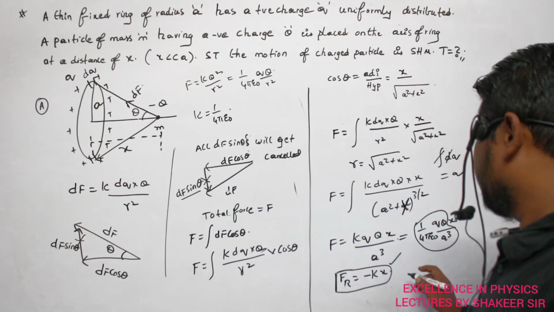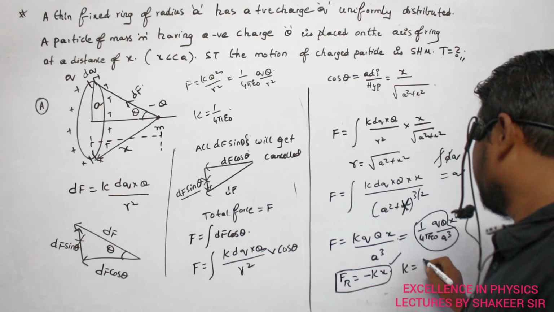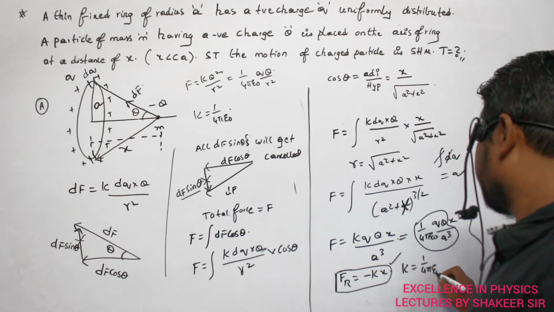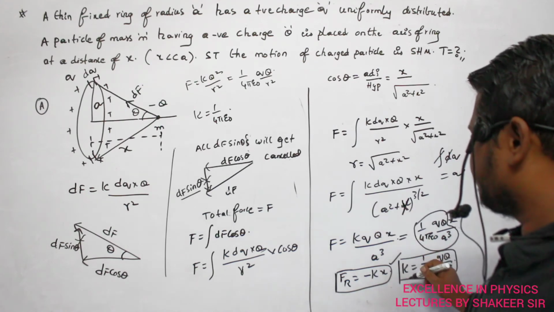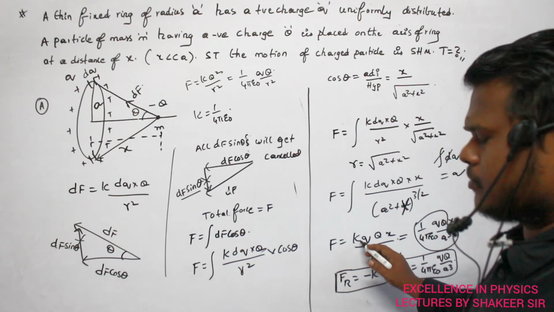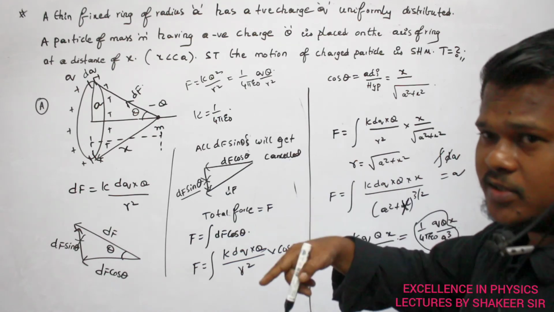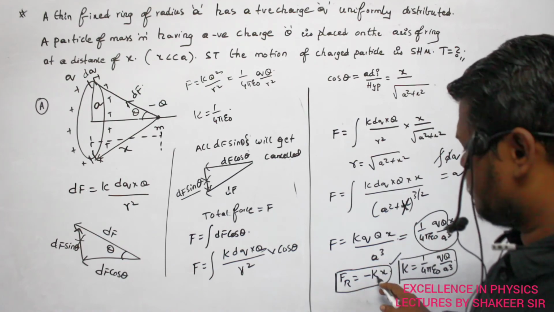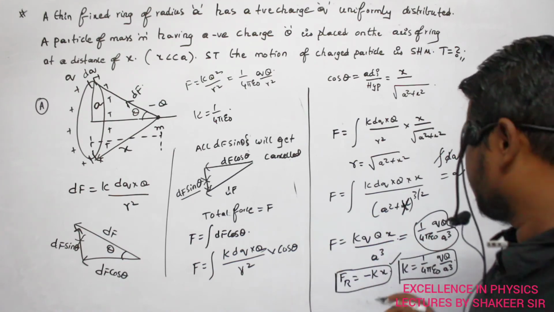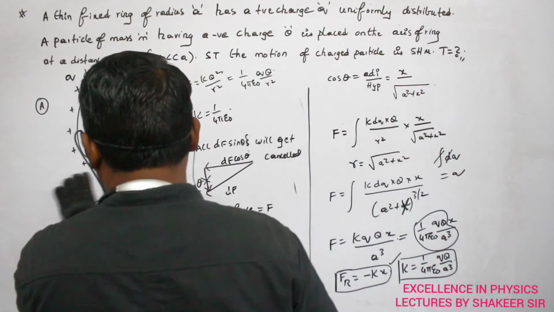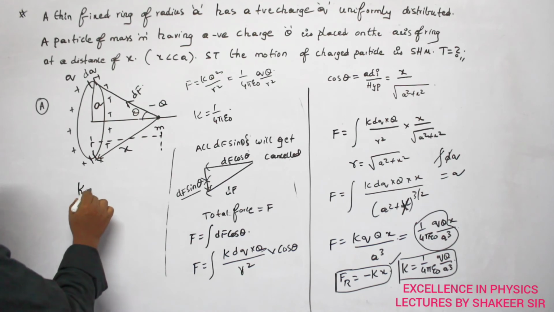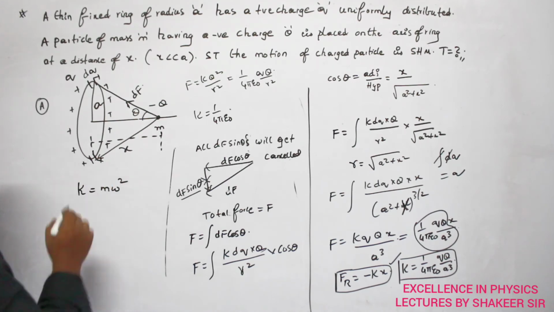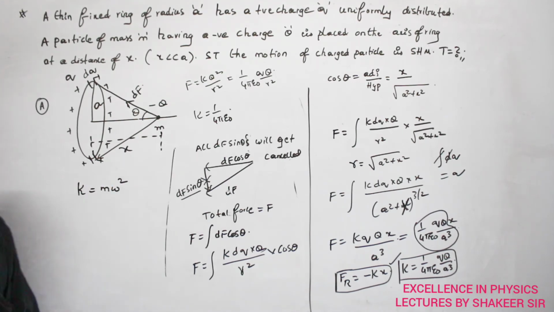So then what is the k value? The k value is equal to 1 by 4 pi epsilon naught q into Q divided by a cube. So what is k here? This k and this k are different. This k is 1 by 4 pi epsilon naught. What is this k? The spring constant of the spring. And what is the value of the spring constant? In SHM we have studied that k is equal to m omega square. This is called the spring constant. Are you able to understand?